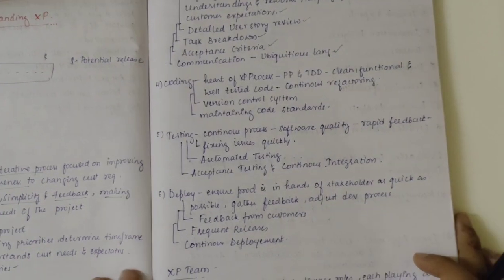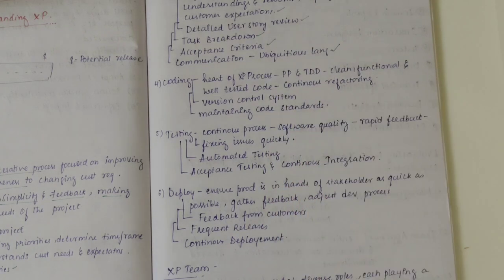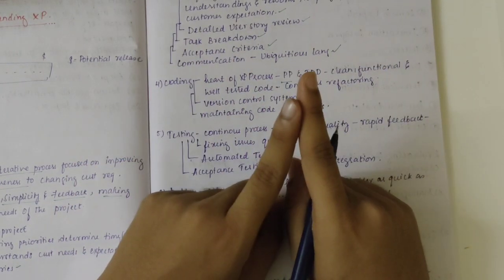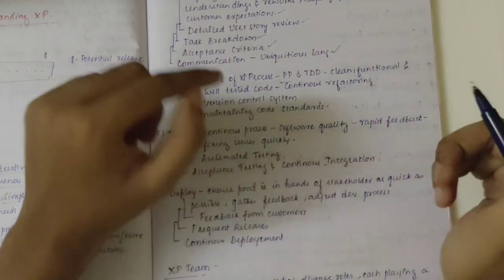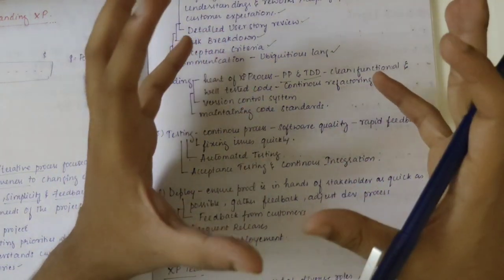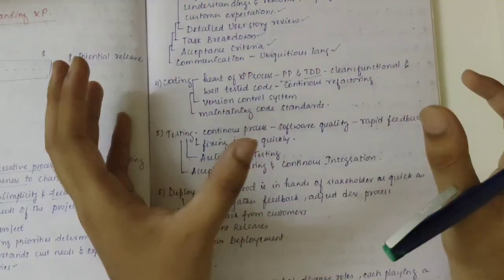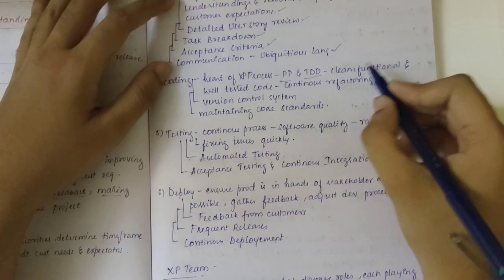Next we have the coding. The coding part is the heart of the XP process. So here we perform pair programming. In pair programming, two developers work together at one workstation. One could be writing the code, the other one could be testing the code. Then we have test-driven development. In test-driven development, we write the code, and then before execution, we make sure that it is tested. Right? Only after testing it, we'll be including it in the further process.